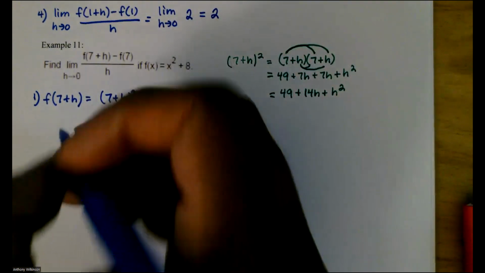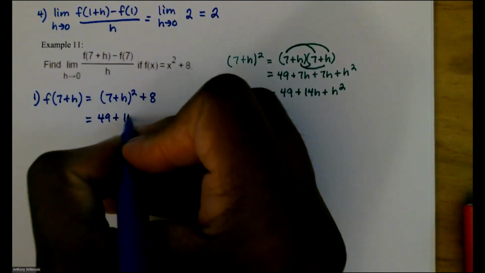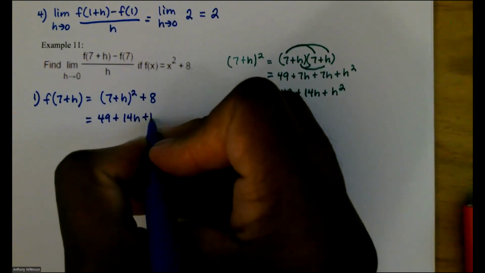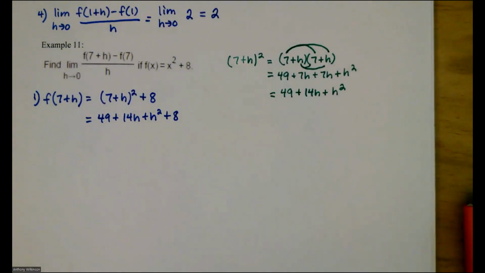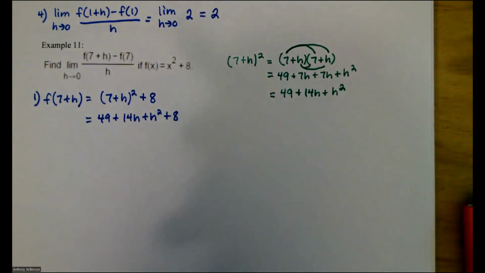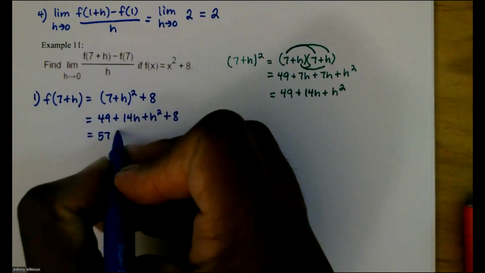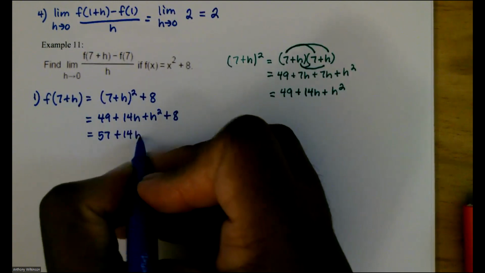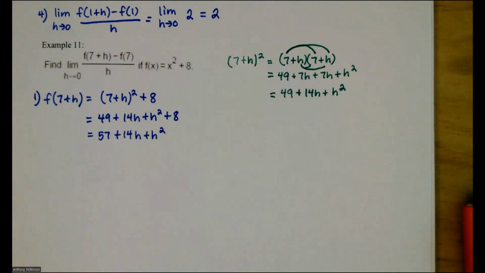So that's what 7 plus h quantity squared ends up being, which will be, in this case, 49 plus 14h plus h squared. And I'm going to bring down that plus 8. And then when I combine like terms, 49 plus 8 will be 57. So I have 57 plus 14h plus h squared. So that's what f of 7 plus h will be.